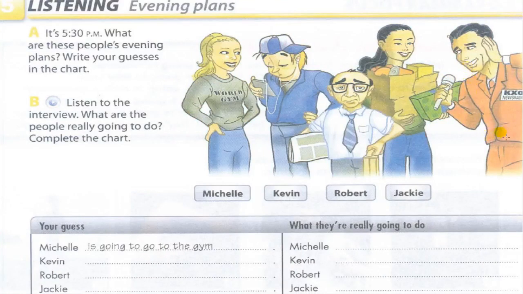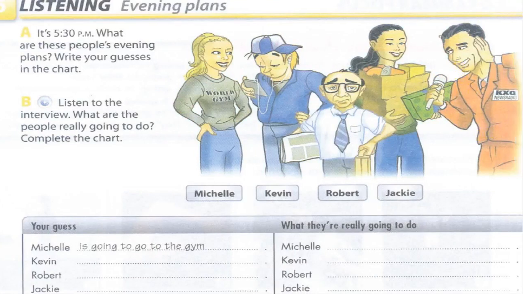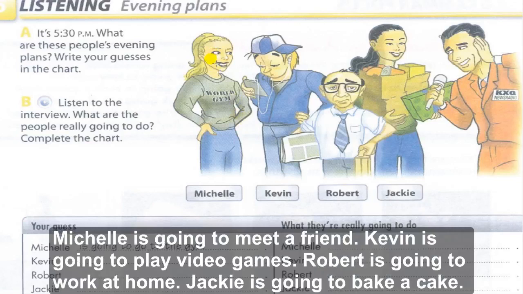The interviewer is from KXQ News Radio, and he asked them different questions. What are they going to do tonight? What are they really going to do? Michelle? Michelle is going to meet a friend. They are going to run together, Michelle and her friend.